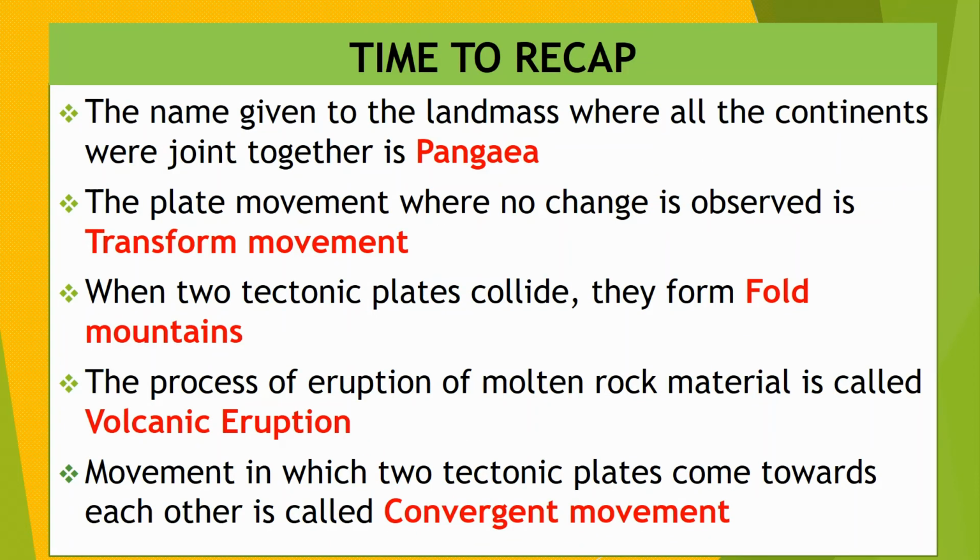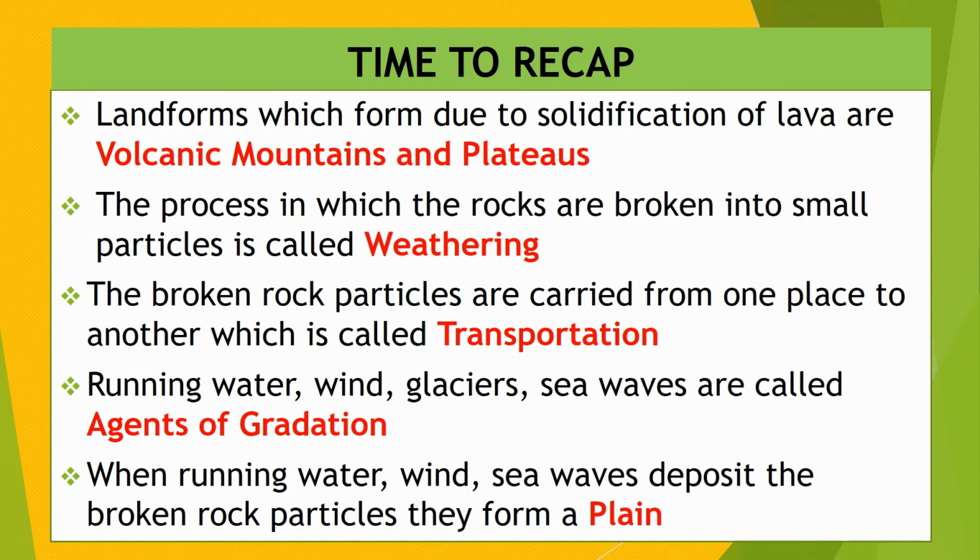The name given to the landmass where all the continents were joined together is Pangaea. The plate movement where no change is observed is transform movement. When two tectonic plates collide, they form fold mountains. The process of eruption of molten rock material is called volcanic eruption. Movement in which two tectonic plates come towards each other is called convergent movement. Landforms which form due to solidification of lava are volcanic mountains and plateaus.